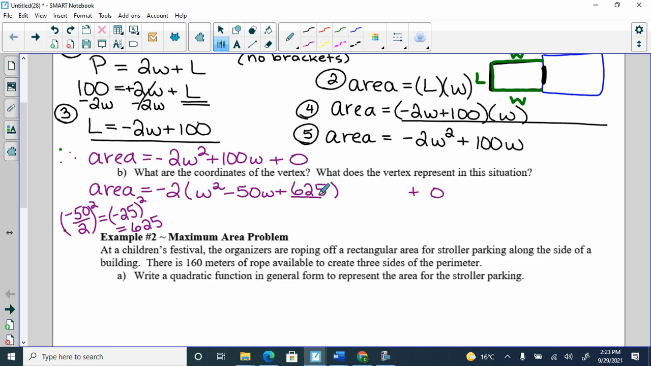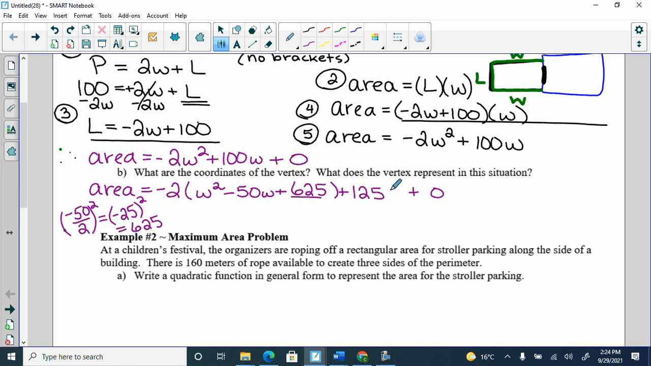Now I have to figure out what I need to add over here. Remember, sometimes I subtract, sometimes I add. I just do the opposite. So right here, I have negative 2 times 625. What's negative 2 times 625? So negative 1,250. So I technically have subtracted 1,250. Do you agree? So if I just randomly subtracted it, what do I have to do? Add it.